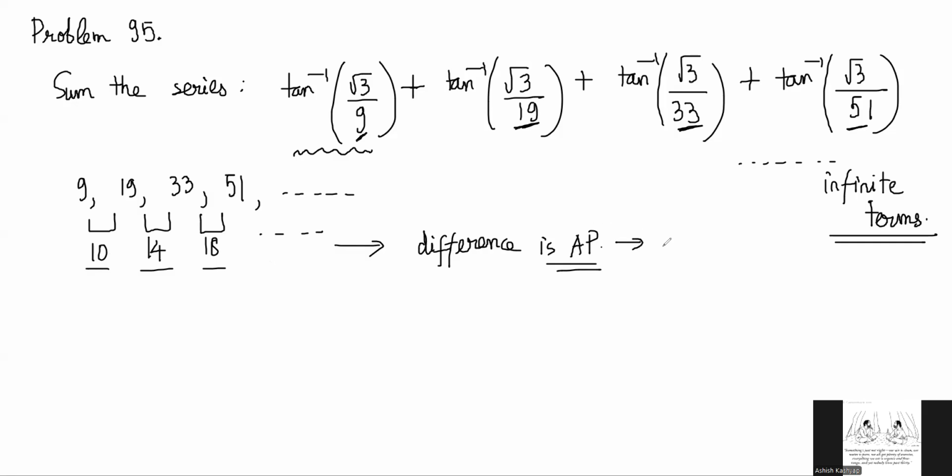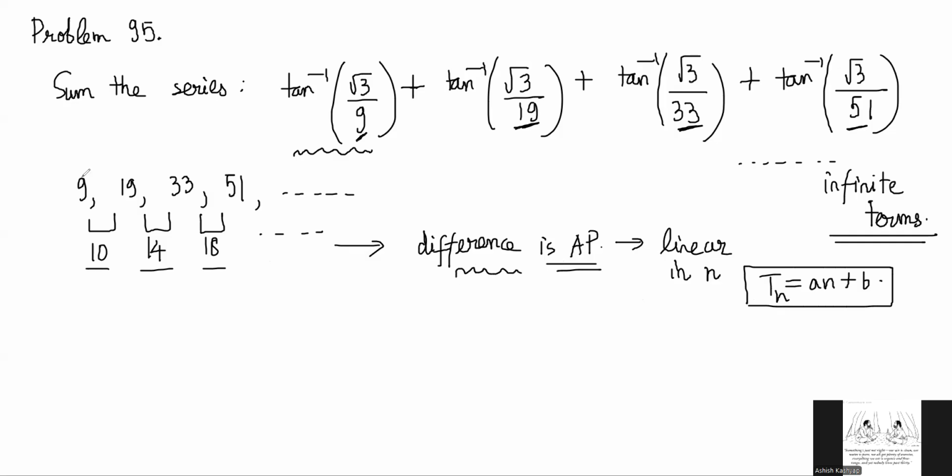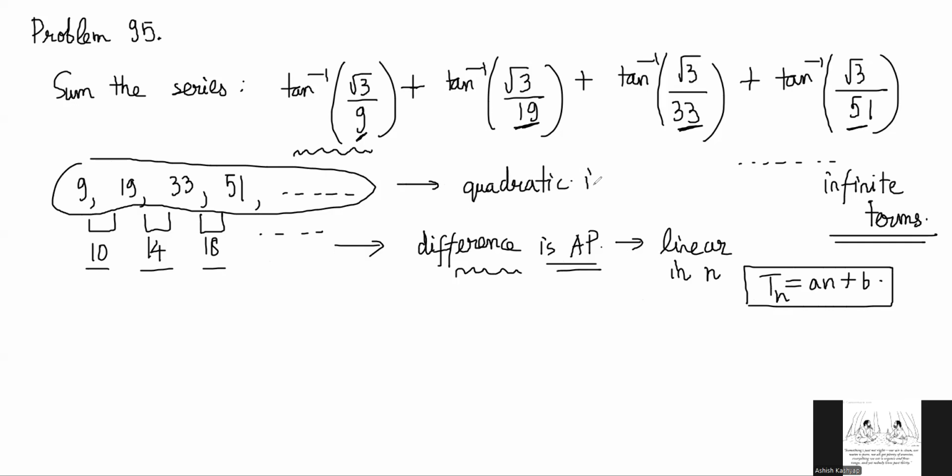So then the differences are linear in n, right? Any term of an AP can be written as an plus b, so it's a linear expression in n. If the difference is an AP, then the terms must not be linear, the terms must be quadratic in n. Only if the terms of the series are quadratic will the difference be an AP. So now I'll try to find that quadratic. Let's say the terms are an squared plus bn plus c.